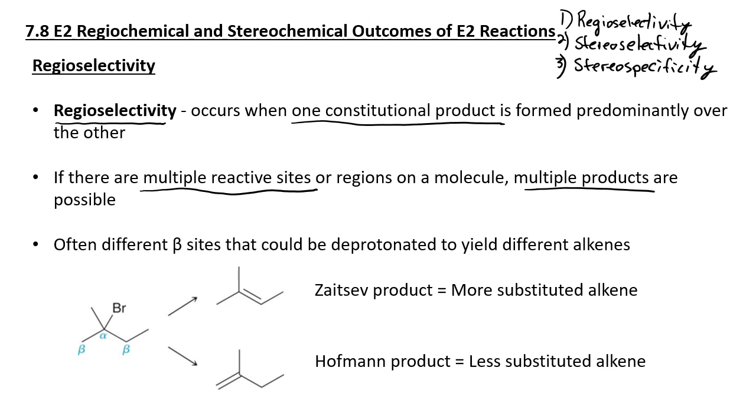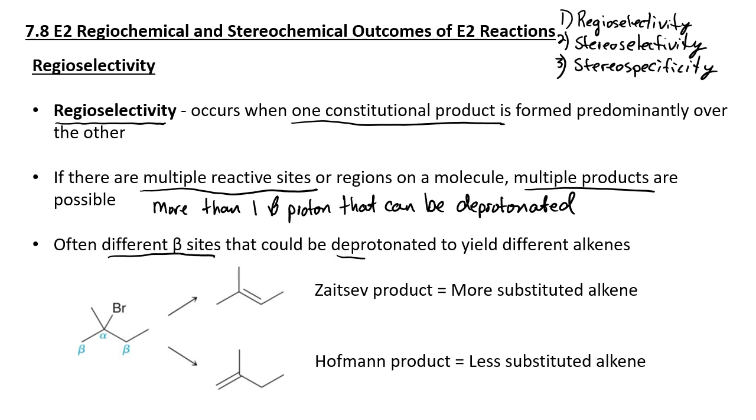So what constitutes a reactive site? A beta proton. So when you have more than 1 beta proton that can be removed, different beta sites can be deprotonated to give different alkenes. For example, let's look at our beta protons on the molecule below. On the left, we have a carbon that has 1, 2, 3. We say that we can consider these to be equivalent beta protons. And then we've got 2 over here.